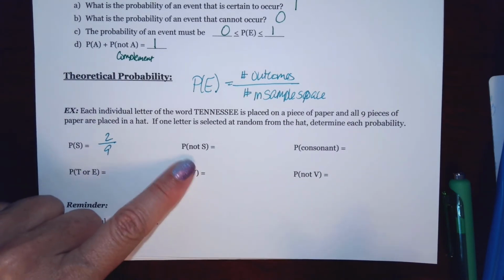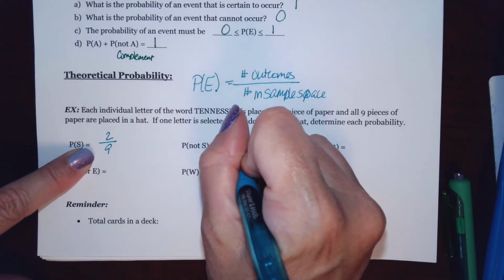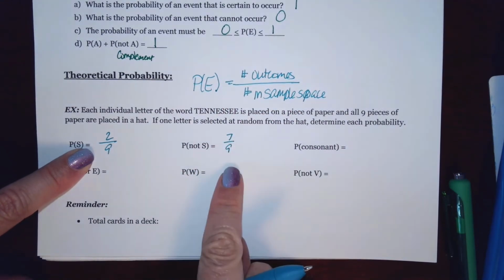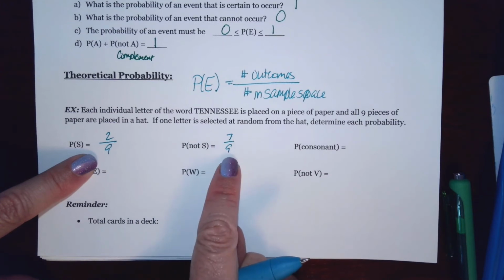What's the probability that it will not be S? Well, if 2 of the 9 are S, that means the other 7 are not S. That's a complement. Together it adds up to 1. 9 over 9, or 1.